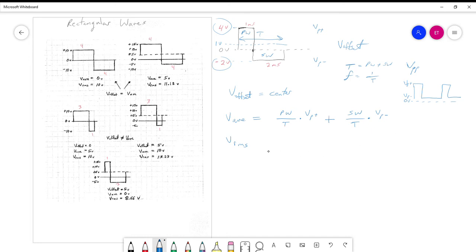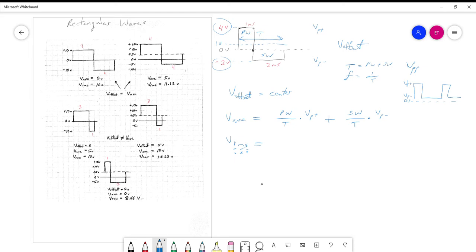Well, we can do a universal formula for RMS also. It's pretty easy because if we remember what RMS is, it's the root of the mean of the squared values. So root mean square: you square all the values in your waveform, then you average those squared values, and then you square root that. That's how you go.